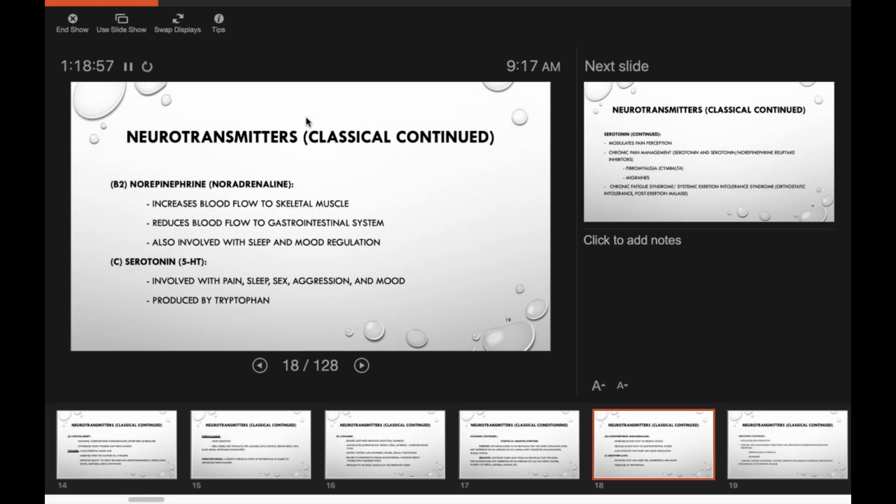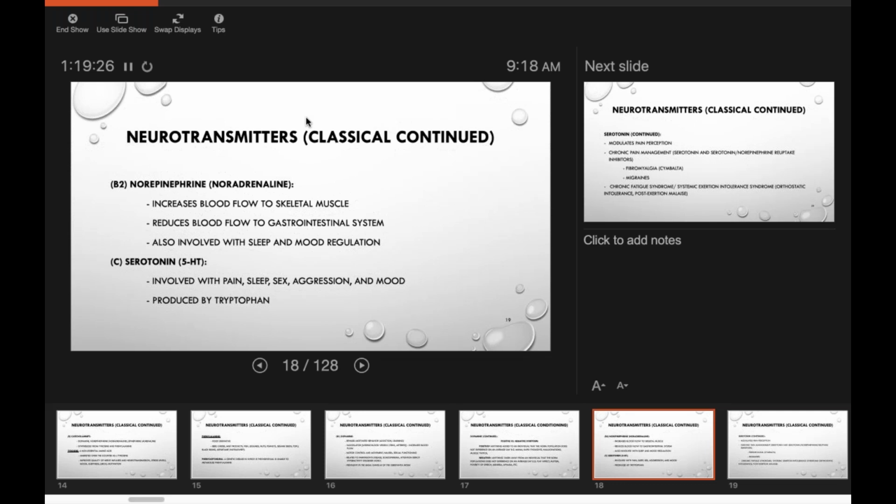Norepinephrine. Norepinephrine increases blood flow to skeletal muscle. So later on today, I'm going to talk about a certain thing that you all do or may do in your treatment. And I'm going to say it increases blood flow to the skeletal muscle. What neurotransmitter are you tapping into? And you're going to say norepinephrine.